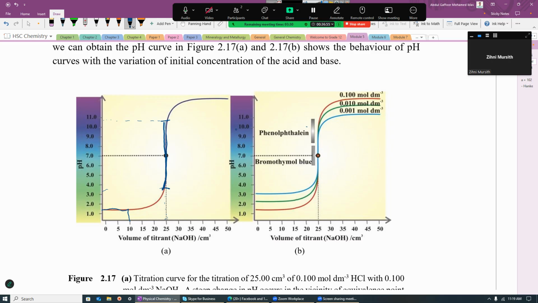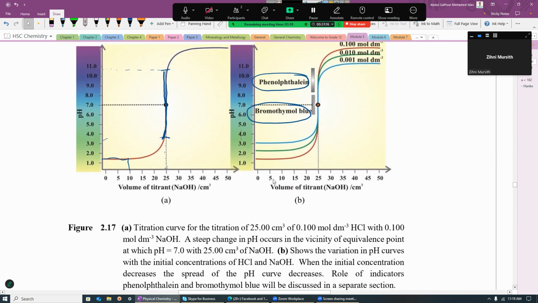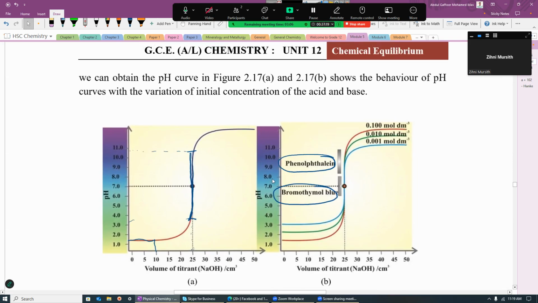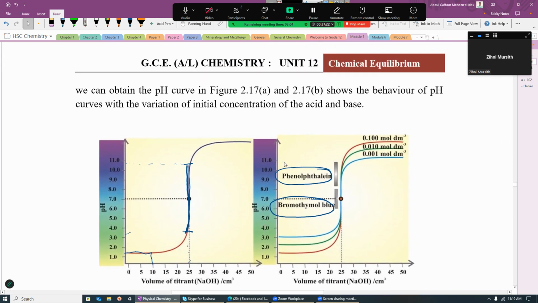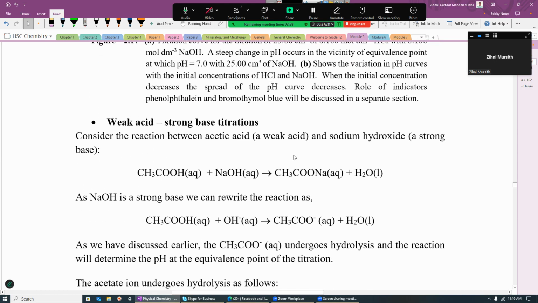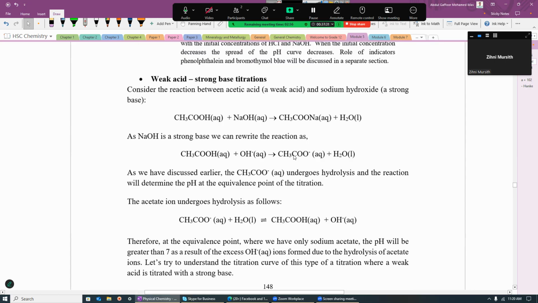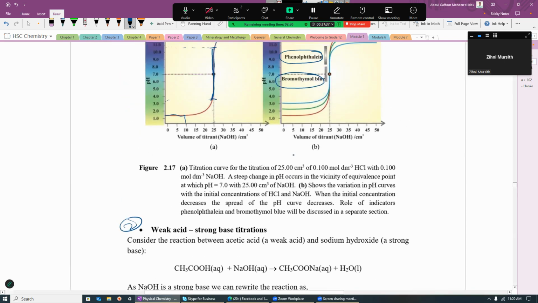And here this is the contribution of the indicators, right? So indicators may exhibit different colors. We will study about this. Did you study about these indicators also? Phenolphthalein, bromothymol. Okay, so we will study about the contribution of this in a later chapter. Now we will go for weak acid and strong base titration, the second type, right? Before we begin the second type, do you have any question in the first type?